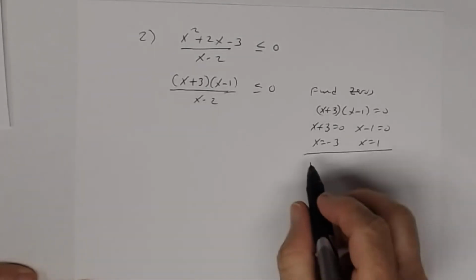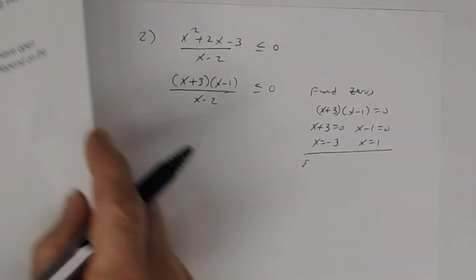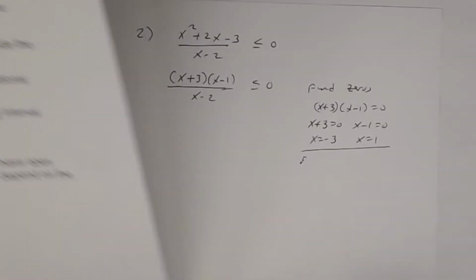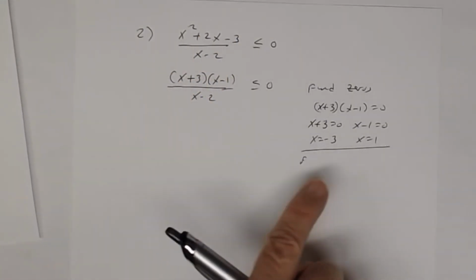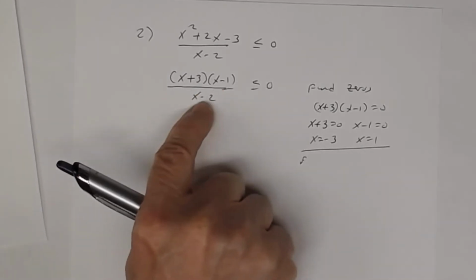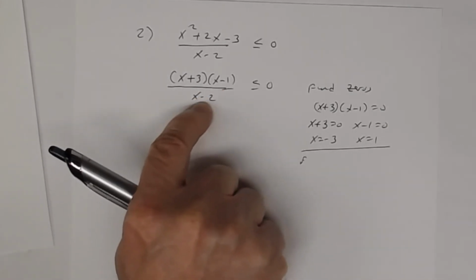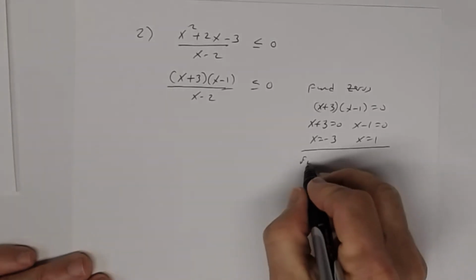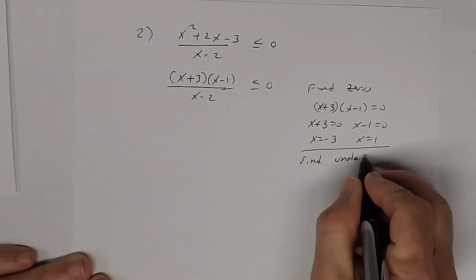Now let's find the undefined points. That is step number 3. So I have a rational expression, so it is possible to have undefined points. You just got to determine, well, where's that denominator equal to 0? So let's find the undefined points.